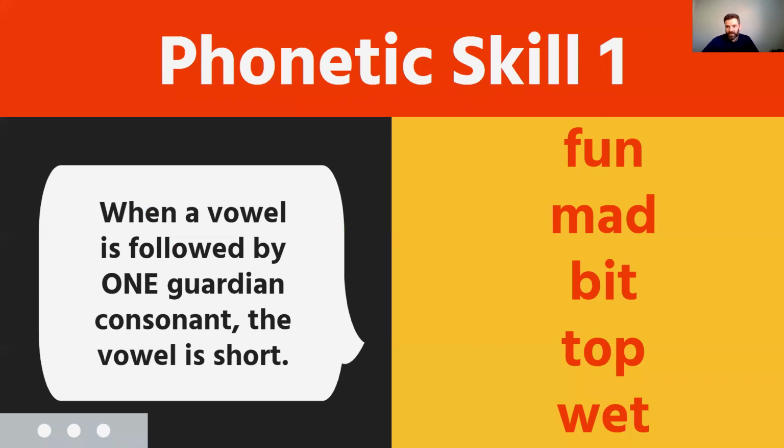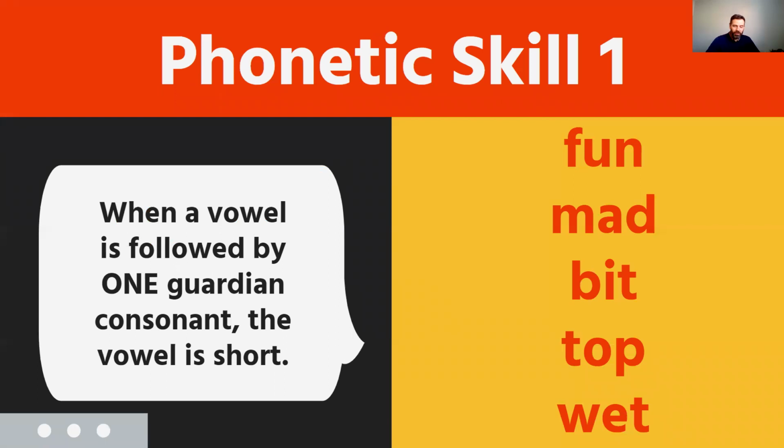We need to understand this idea of guardian consonants in order to understand phonetic skill number 1. Phonetic skill number 1 is a way to help us and our students understand what kind of vowel sounds words will make. And so here's the rule for phonetic skill number 1. When a vowel is followed by 1 guardian consonant, the vowel will be short. Now, we haven't talked about what happens when a vowel is long. We'll talk about those later.